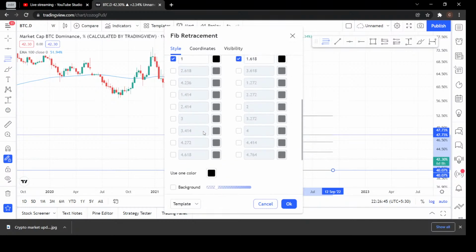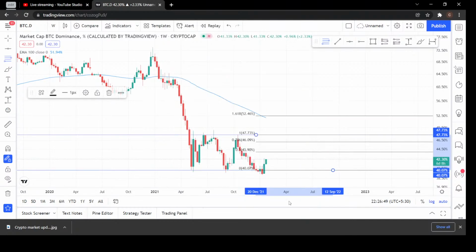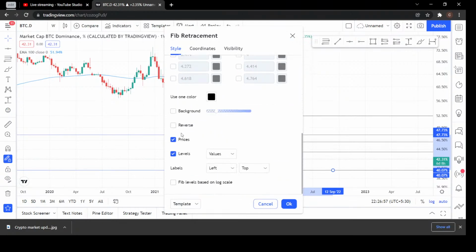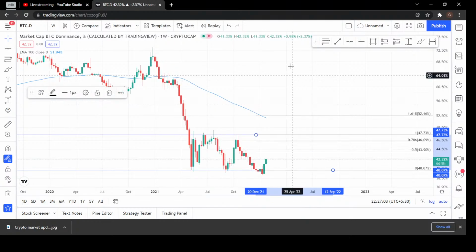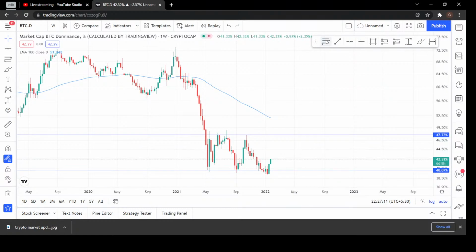No, fib levels based on log scale. No, extend lines to right. Yeah, all right, this is done now. This is fine now. Let me just make one more change. Sorry guys if I'm doing this live and you don't like it. Prices, levels, values, labels left. No, I will do right. Now this is okay, now everything is fine. If you see right here, let me now delete it and make it again and you will be able to see what I am trying to say here.